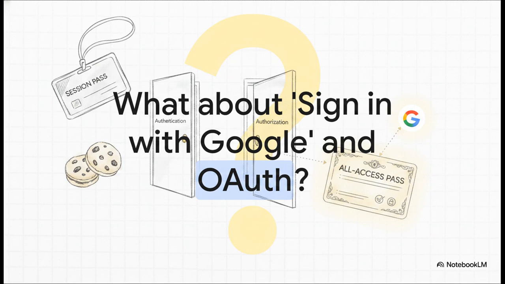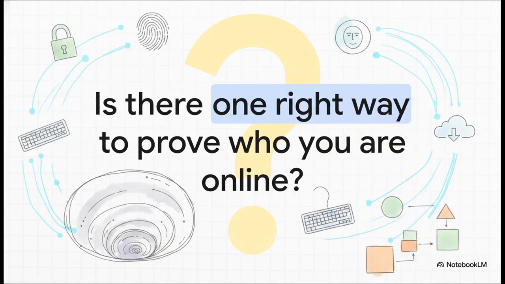That's all about proving who you are. But that opens the door to an even bigger topic, authorization, which is all about what you're allowed to do. This is where systems like Sign In with Google come in. They're less like a simple hall pass and more like a special all-access badge that grants very specific permissions. Which leads us to a much bigger question. Is there one single perfect way to manage our identity online?